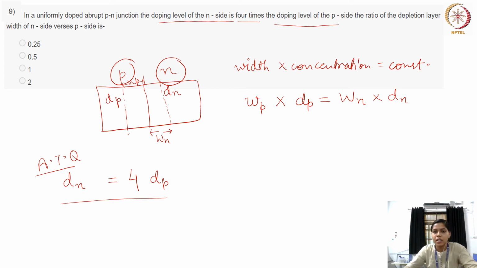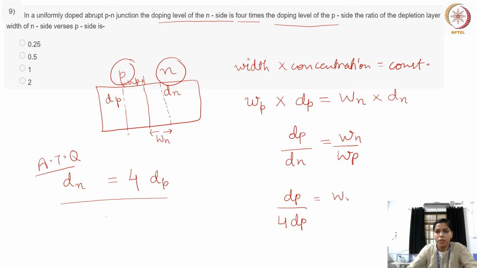So we can write Dp divided by Dn equals Wn divided by Wp, and from here Dn equals 4 times Dp, so Dp divided by 4 times Dp equals Wn divided by Wp. So this will cancel out, and the width of the depletion region on the n side divided by the width of the depletion region on the p side will give you 1 divided by 4, or 0.25, which is your option number 1. So option number 1 will be the correct option for this question.